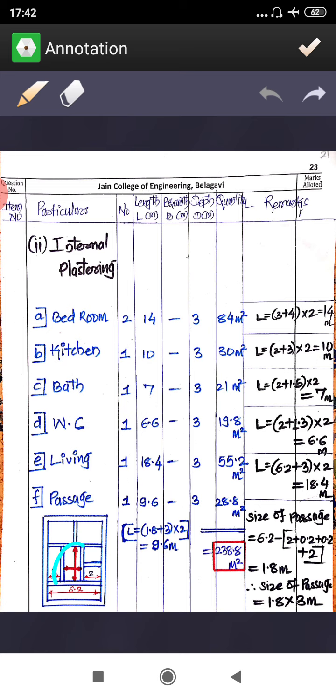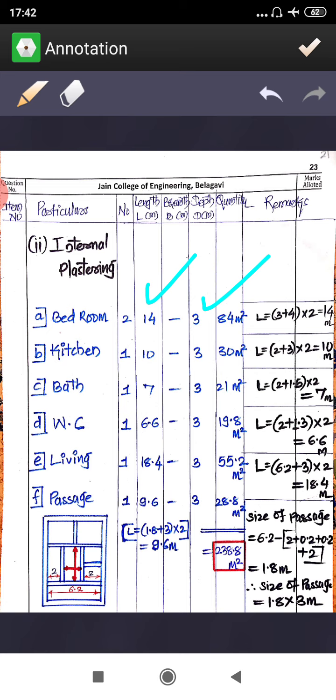So the opening size is 1.8 into 3 meter. Now I'll go room-wise. First, two bedrooms are there. The total length, how to get this total length? 3 by 4 is the size, so 3 meter plus 4 meter, I have done into two numbers. So one side 3 plus one side 4 into two numbers, it is going to be 14 meters. So total length is 14 meter into 3 meter height, so it is 84 meter square.